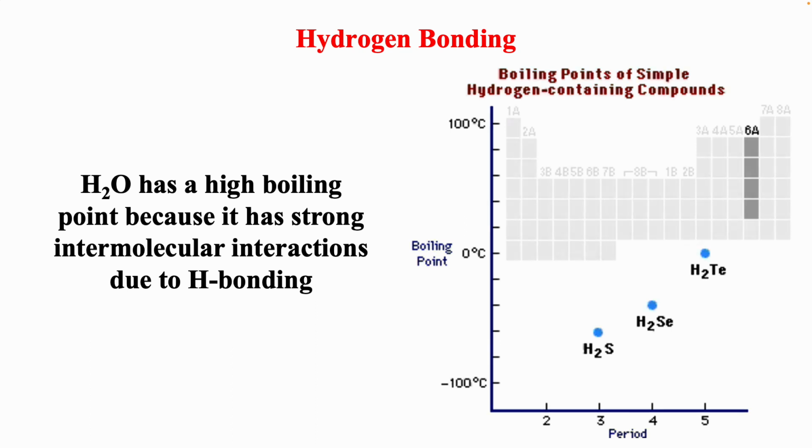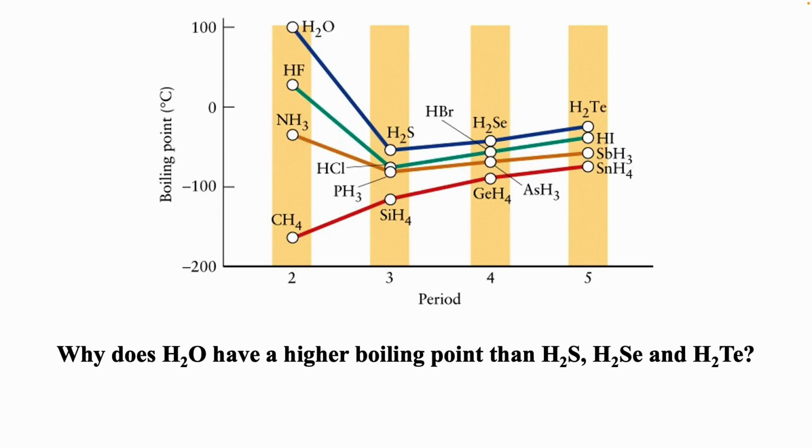A plot of the boiling points of the group 6A hydrogen compounds shows a trend. Based on this trend, we would expect the boiling point of water to be here. In reality, H2O's boiling point is much higher. This is a consequence of water's stronger hydrogen bonds. It's kind of cool. We can look at these different compounds going down the period, and on the y-axis we have the boiling point. We could ask the question, why does water have a higher boiling point than H2S, H2Se, hydrogen selenide, and hydrogen telluride? Well, the water has hydrogen bonds.